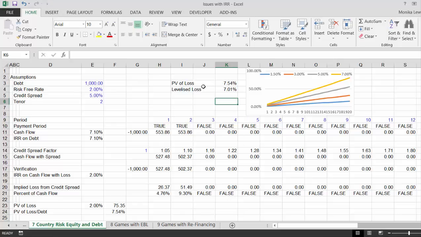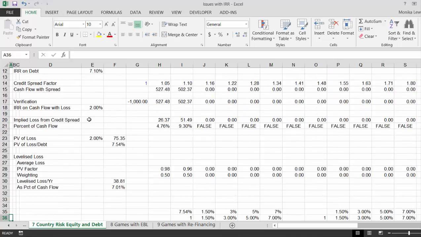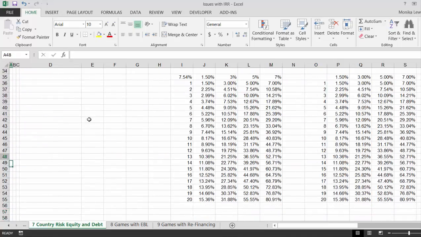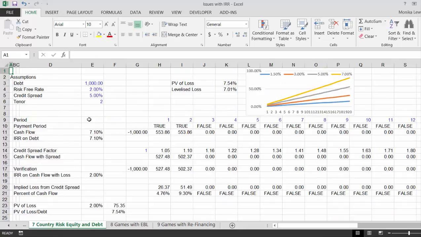Now, of course, if you lose it all here, we'd have to think about it. Then it could get worse. But that just shows you some of the mathematics and the games of the IRR. Remember, this is not just saying this is the present value of the loss. This is not the accumulated loss in some kind of nominal terms.